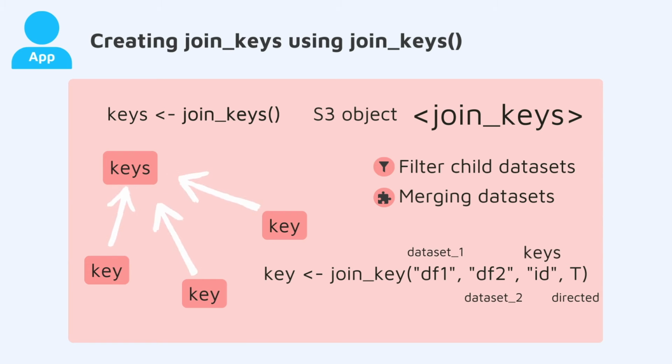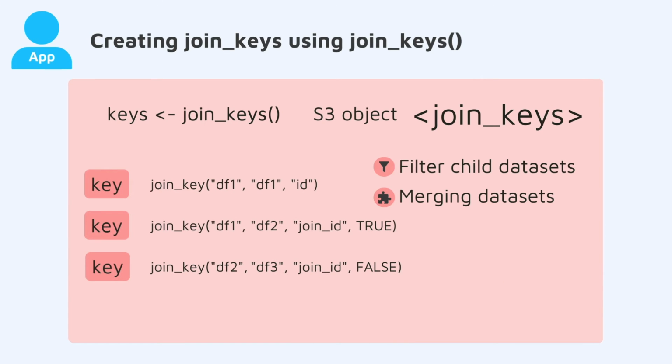Keys is a character vector of the column names used for the join mapping. Directed is true by default and tells if dataset 1 is the parent of dataset 2 or not. You can create one of these three types of key mappings using the join key function.